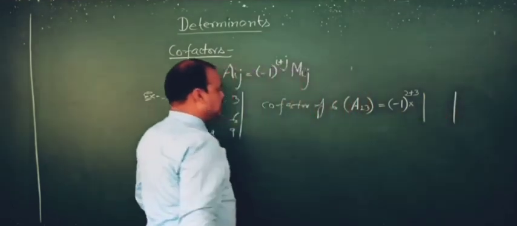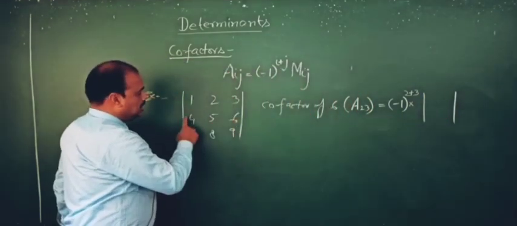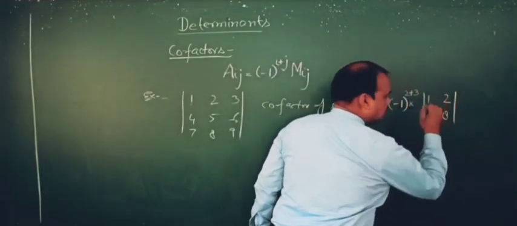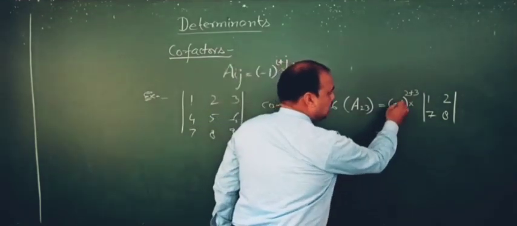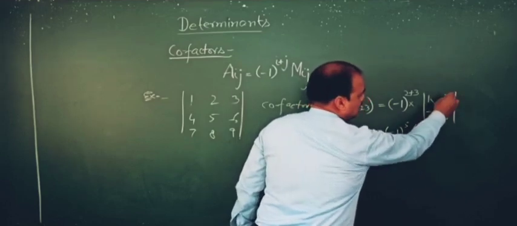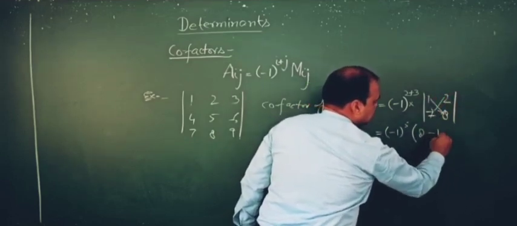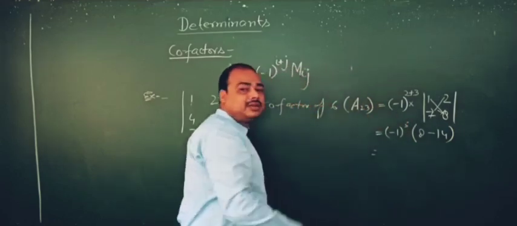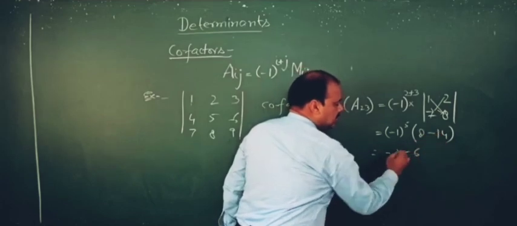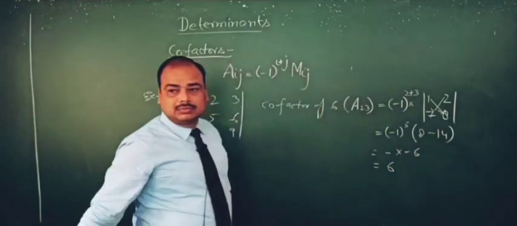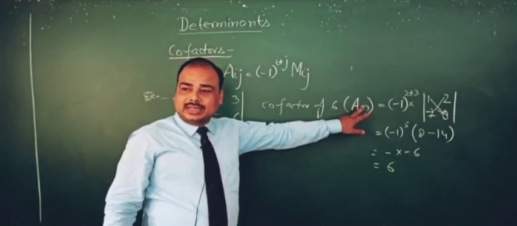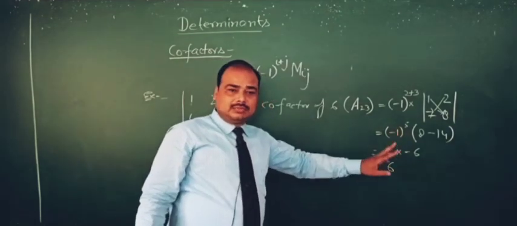Minor of that element, minor of 6 is 1, 2, 7, 8. Equal to negative 1 power 5 into 1 into 8, 8, minus 14. Now negative 1 power an odd number equal to negative, into negative 6, so equal to 6. So cofactor of 6, that is the element of second row and third column, will be 6.